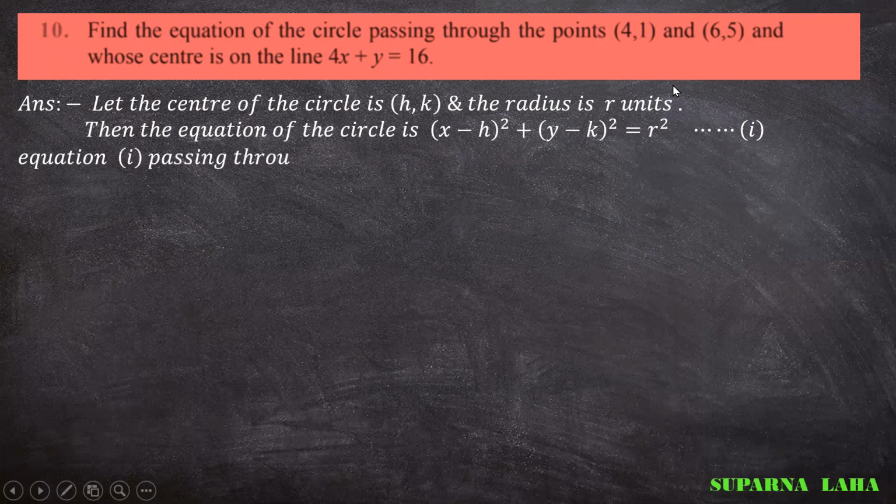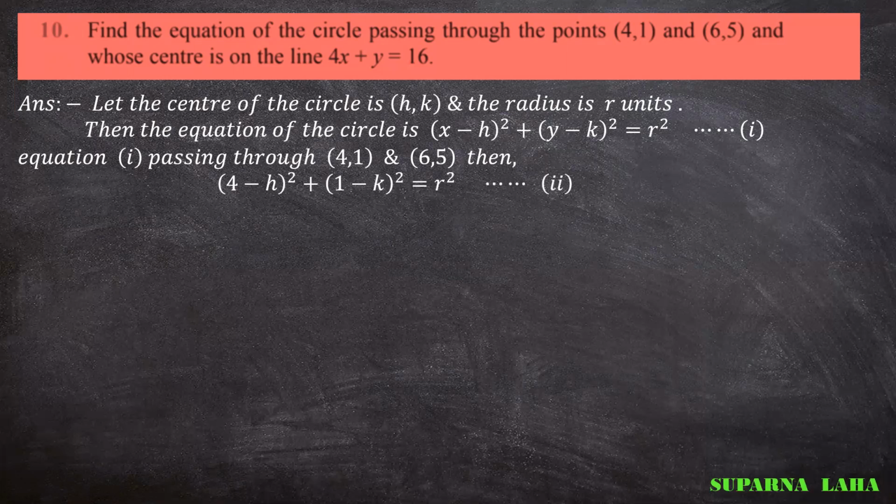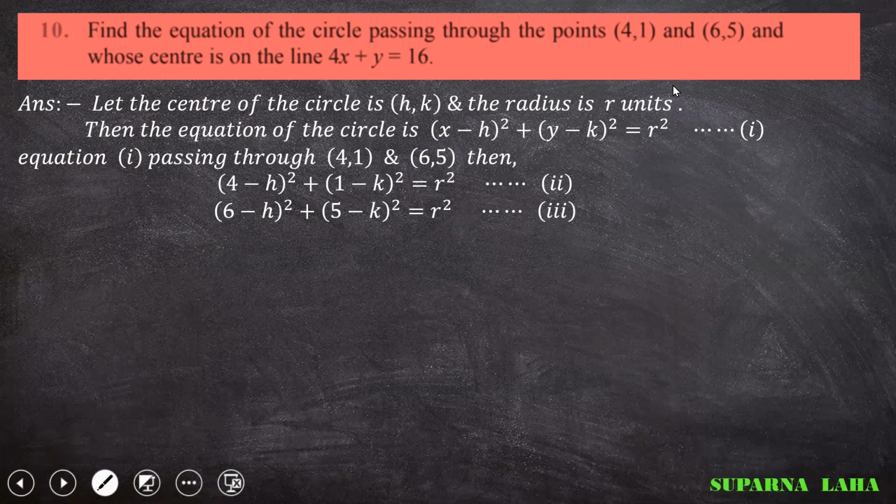Now the circle is passing through these 2 points 4, 1 and 6, 5. So that means they will satisfy the equation. So in the place of x and y, we can put 4 and 1, and then 6 and 5. So it will look like that, equation number 2 and 3. Now if we solve equation number 2 and 3, we can easily find a relation between h and k. If we subtract 2 minus 3, what will you find?